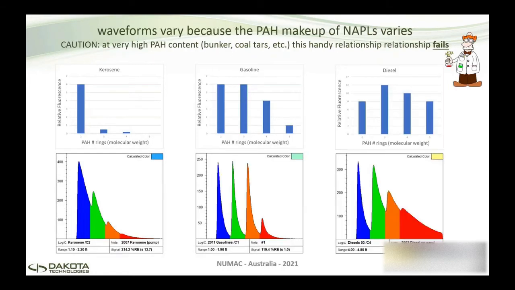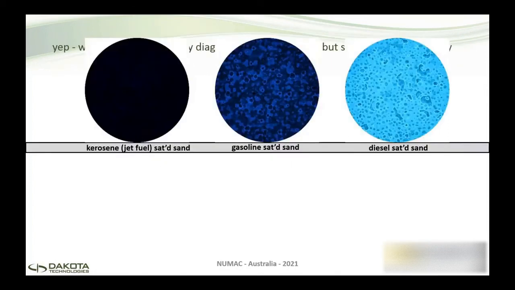Now remember, waveforms vary because of the PAH makeup of those different NAPLs. So if you look at the size distribution of the PAHs in the different types of fuel, kerosene, gasoline, diesel, you can see how that affects the waveform. So in a sense, we're looking almost in a crude optical chromatographic sense. We're just looking at a survey of the type of chemistry that is in these different fuels. Okay, so you've got these different colors, right?